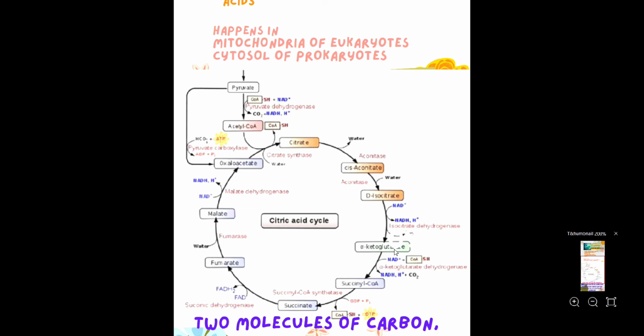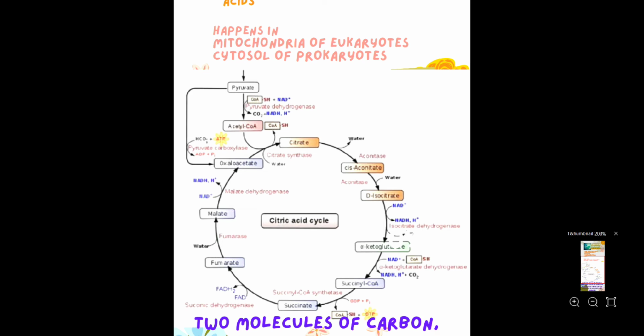After that, the next step is alpha-ketoglutarate converted into succinyl-CoA. This process is by the enzyme alpha-ketoglutarate dehydrogenase. In this reaction, a molecule of NAD is reduced to NADH and a molecule of CO2 is released. The next, succinate is converted.